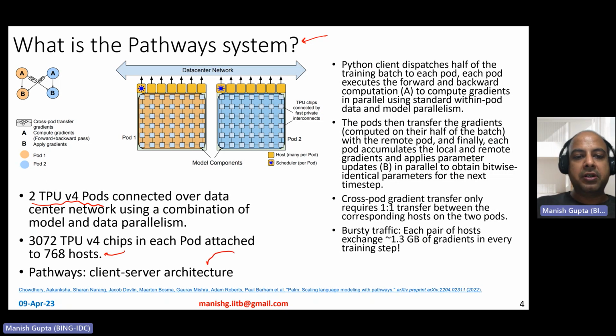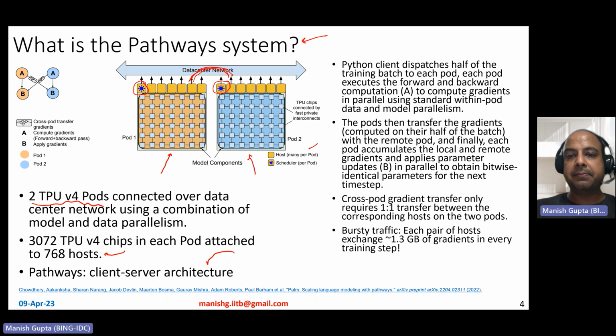As you see, there are two pods here, the orange pod and the blue pod. And what you see as large boxes are hosts. So there are several hosts, in fact, 768 hosts per pod. Then there's the scheduler host as well, which schedules the jobs in each of the two pods. The way this works is that there's a Python client function, and of course the hosts in the pods are connected through this data center network.